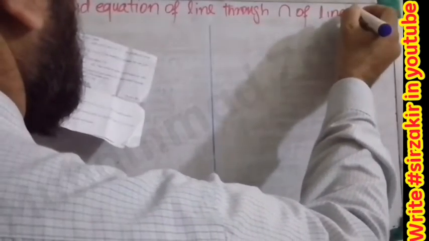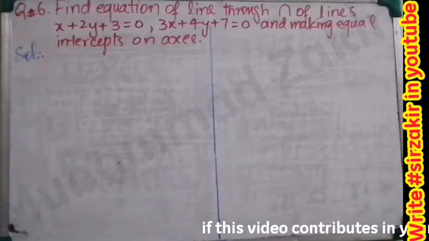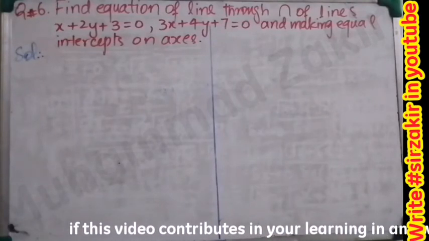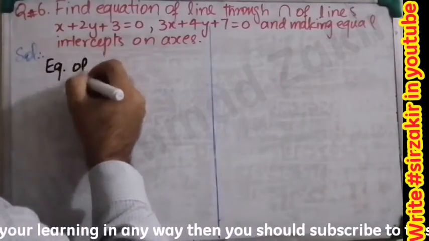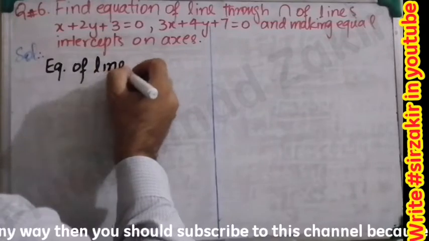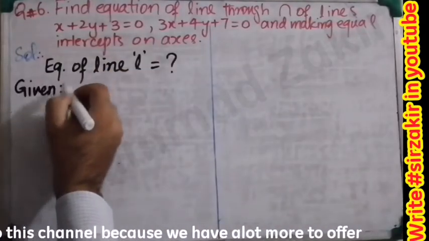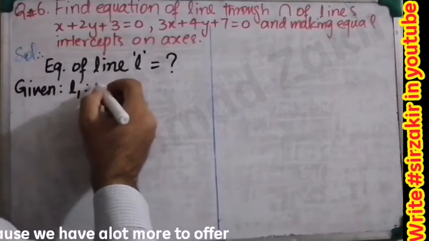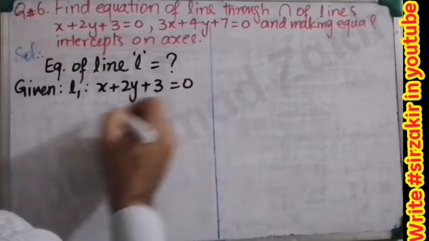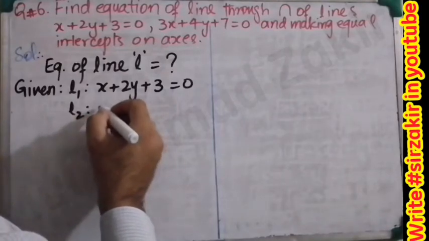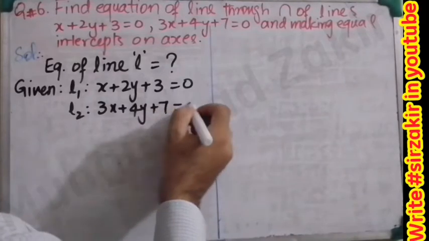Let's begin. Solution begins. First we write what is required. Equation of line is required. We name that line L. So equation of line L is required. Now what is given? Two lines are given. x + 2y + 3 = 0, this we name L1. And 3x + 4y + 7 = 0 is L2.